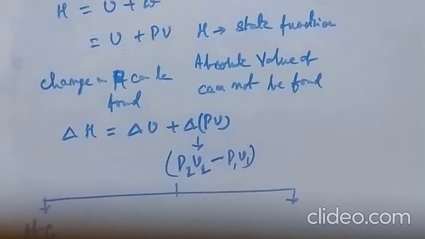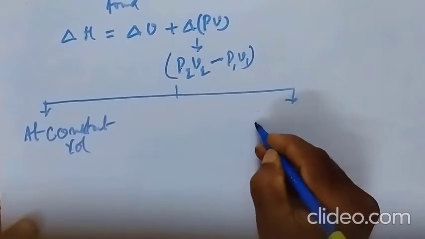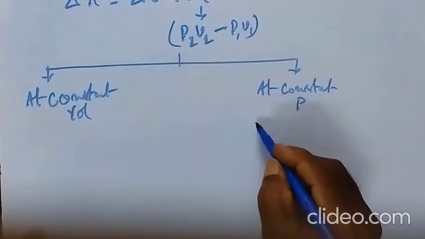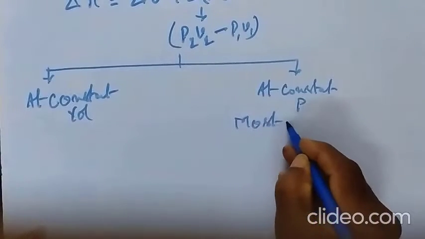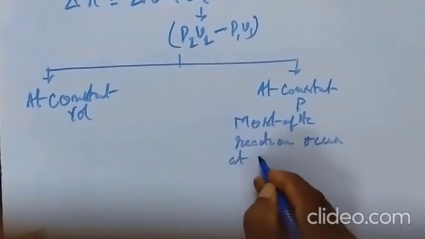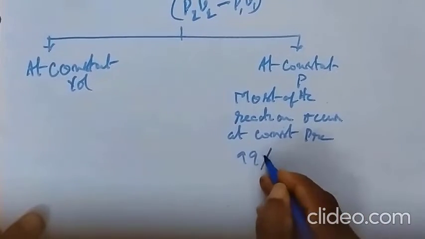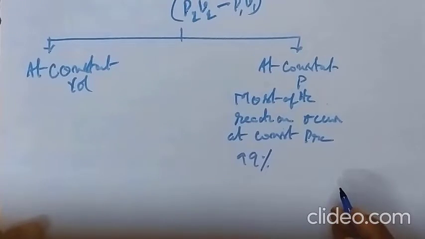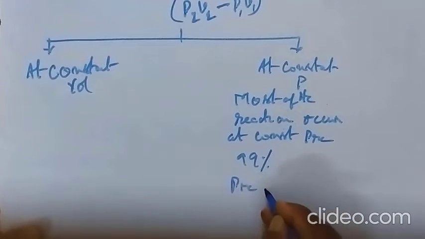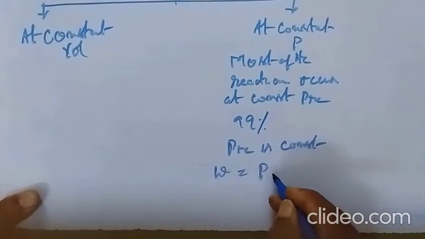One is at constant volume, and the other at constant pressure. In laboratories, most of the reactions, that is 99%, occur at constant pressure, that is, reactions take place in open vessels. So nearly 99% of the reactions take place in open vessels, at constant pressure. Since pressure is constant, we can take work equal to P delta V.